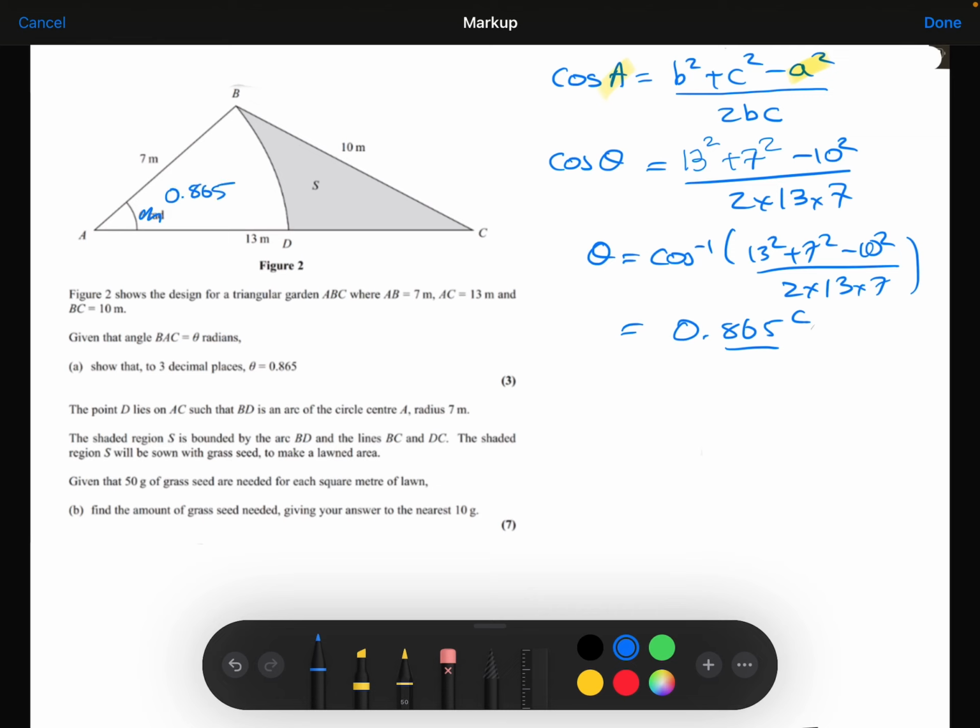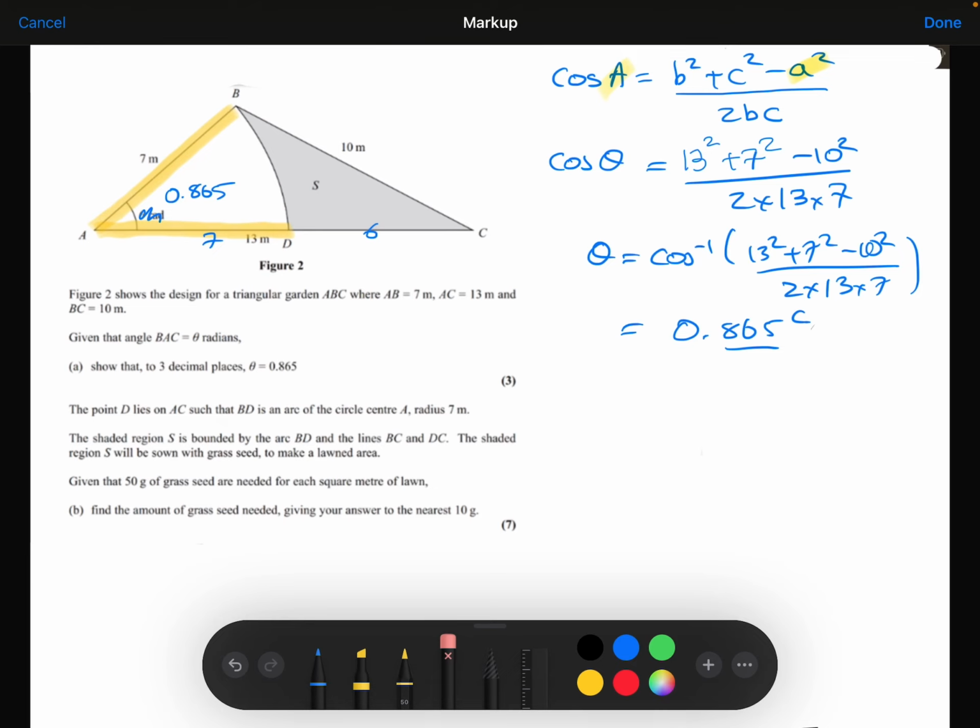We're then told that point D lies on AC such that BD is an arc of the circle centre A, radius 7. So if this is part of a circle, then that's 7, and also this is 7. So if this is 7, then this bit would be 6. Just worth bearing that in mind in case we need that later, because of the 13 minus the 7.